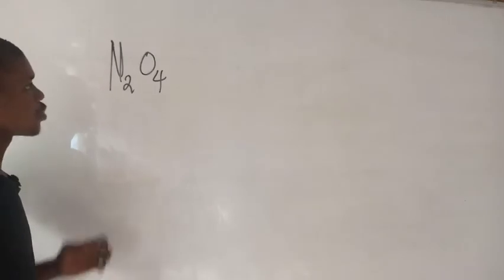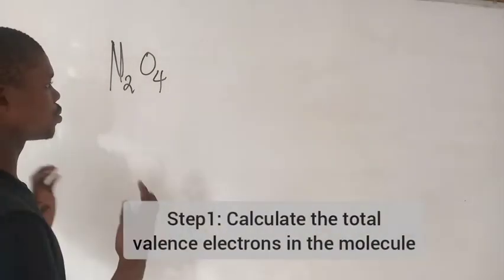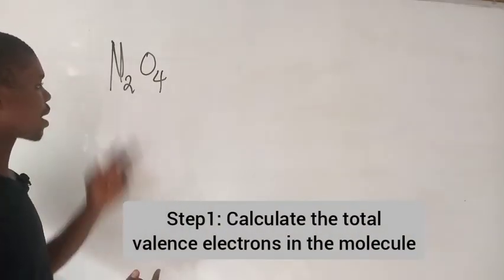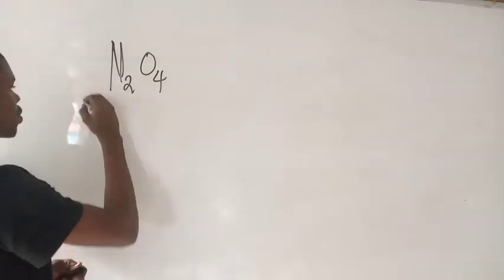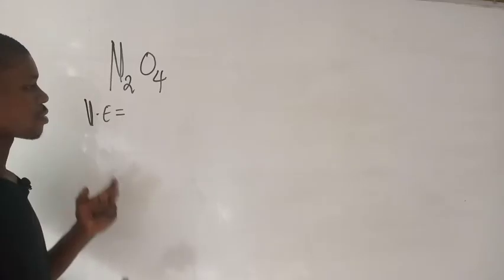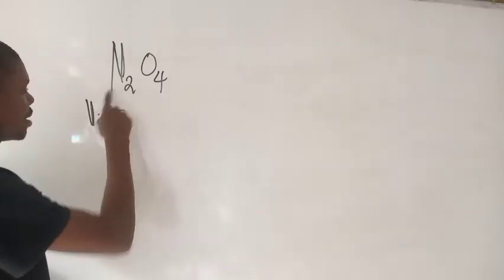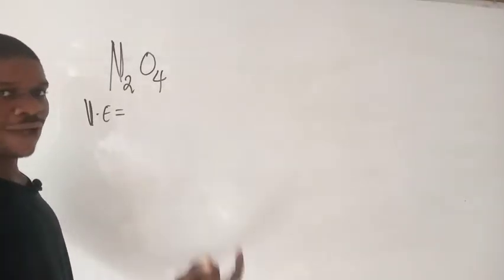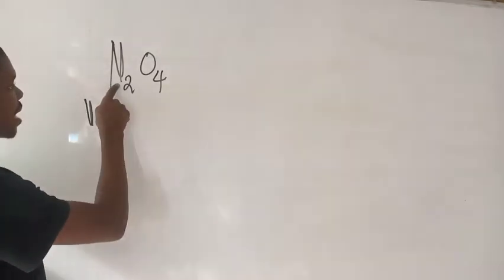So now, step number 1 is to calculate the valence electrons, V, of the molecule. What is a valence electron? The valence electron of any element is its group number, or the atom's outer electrons. Nitrogen belongs to group 5, so the valence electron is going to be 5.